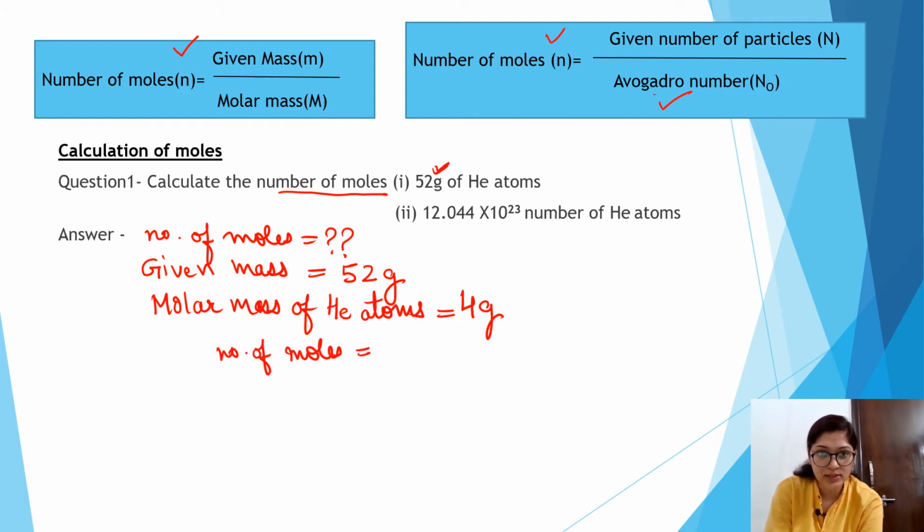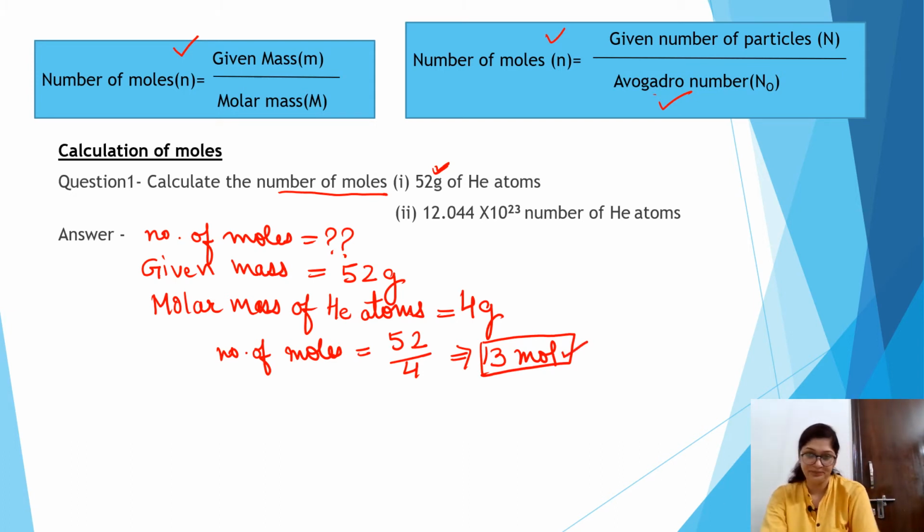Number of moles is equal to given mass upon molar mass. So this comes out to be 13 mole. Here the unit of mole is MOL, don't put E. And the unit is very important whenever you attempt any question based on mole concept.